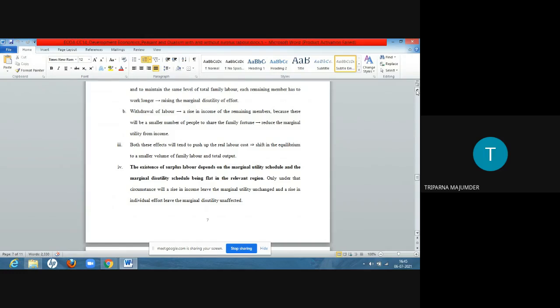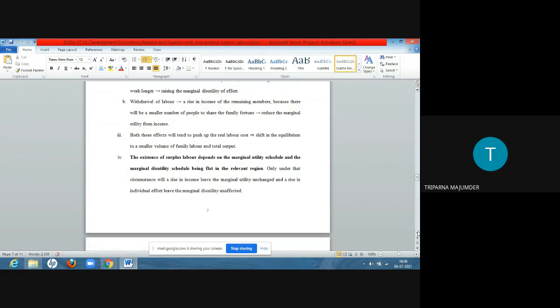This will reduce the output or shift the equilibrium to a smaller volume of family labor and total output. The existence of surplus labor depends on the marginal utility schedule and the marginal disutility schedule being flat in the relevant region. Only under that circumstance will a rise in income leave the marginal utility unchanged, and a rise in individual effort have the marginal disutility unaffected.